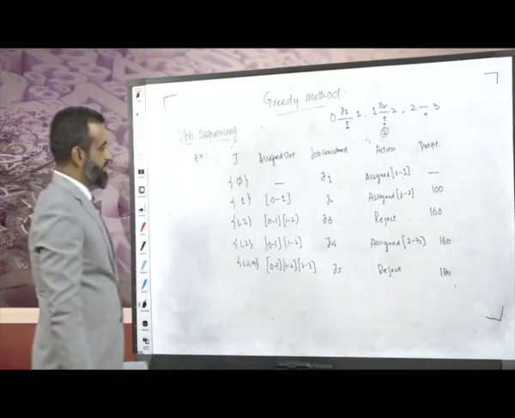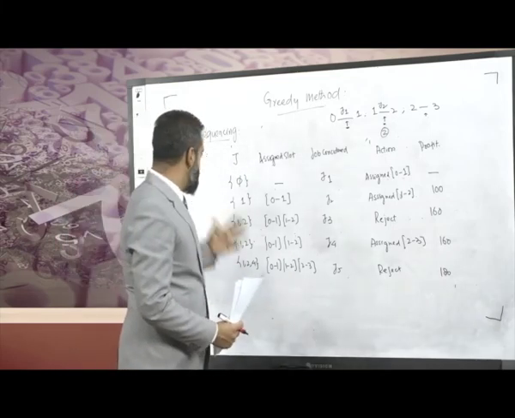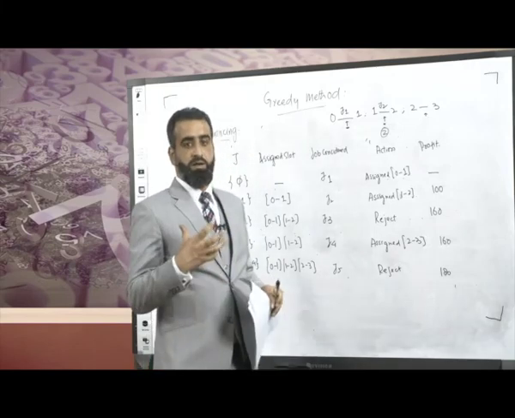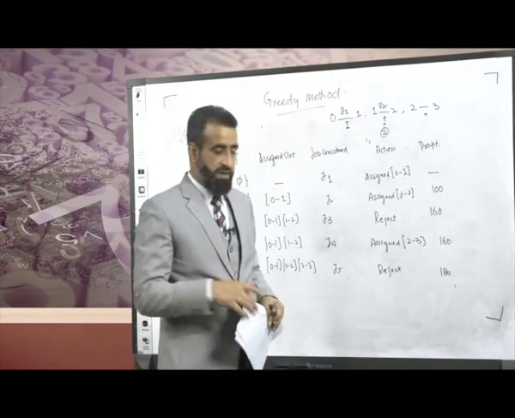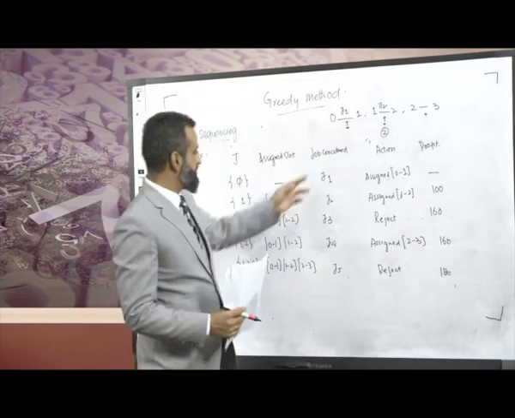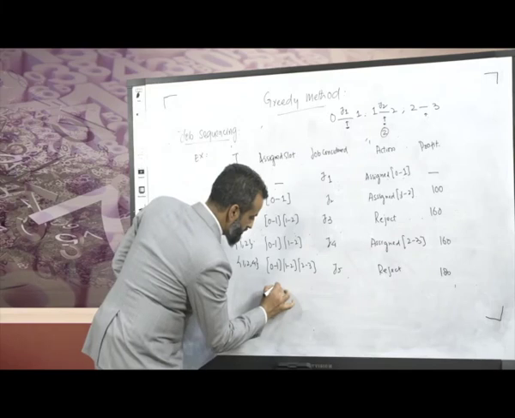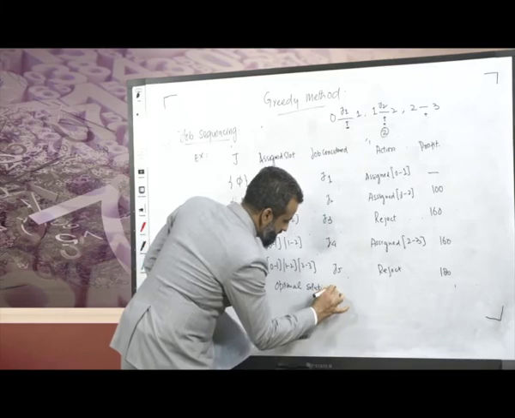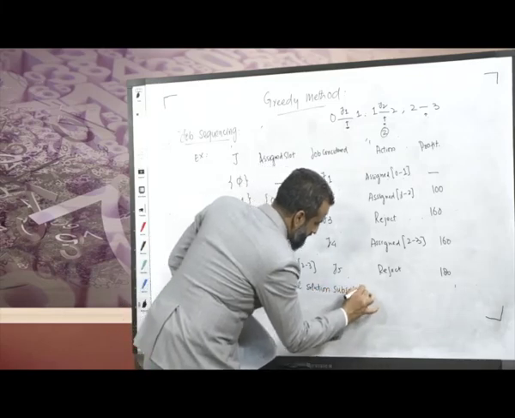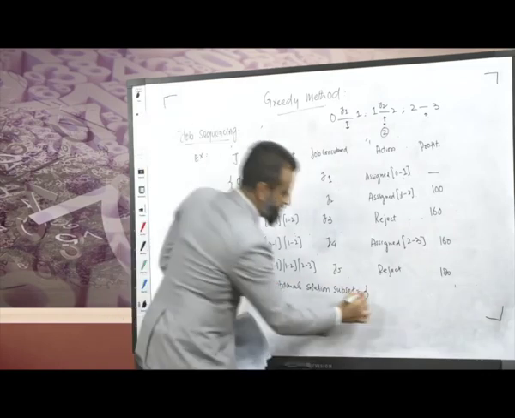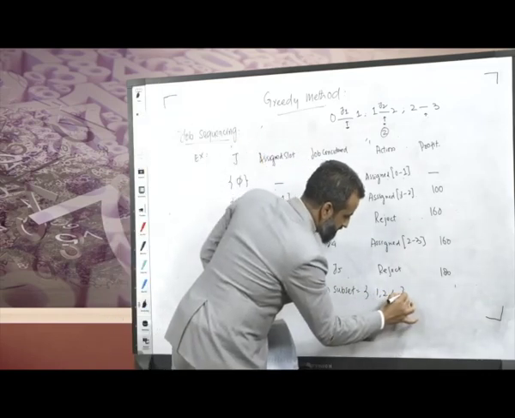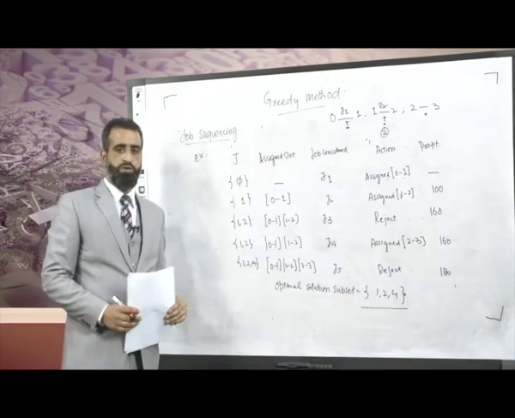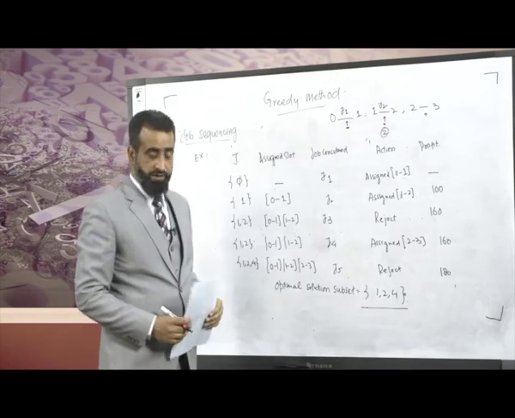So what we did here is that we considered one job at a time. Jobs with the highest profit we considered first, and this way we were able to assign 3 jobs to the processor. The possible optimal solution subset is the final subset that we get, that will be jobs 1, 2 and 4. This is how we actually solve the job sequencing problem using the greedy method.